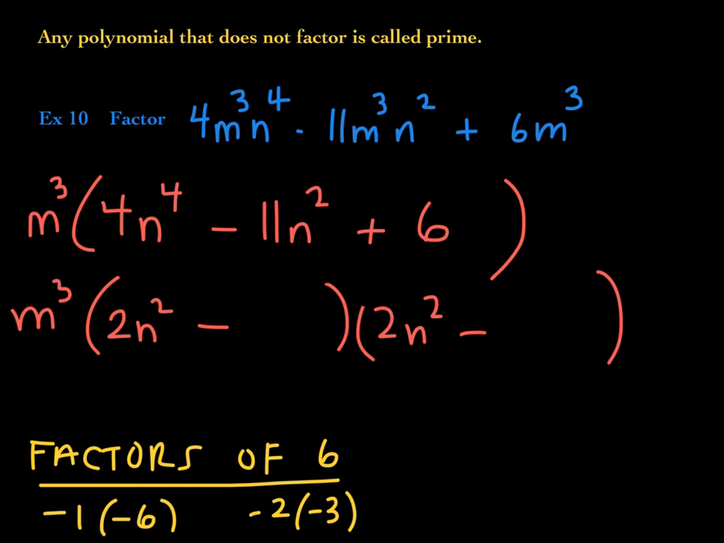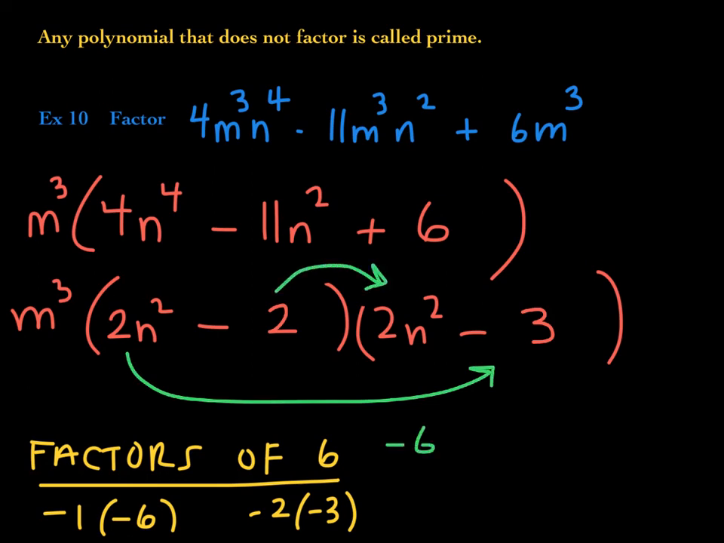All right, how about the 2 and the 3? Does that work? Well, 2n squared times negative 3 and negative 2 times 2n squared. Let's check it. You would get negative 6n squared minus 4n squared. No, that's negative 10n squared. Man, we were close, right? We wanted negative 11, we got negative 10.